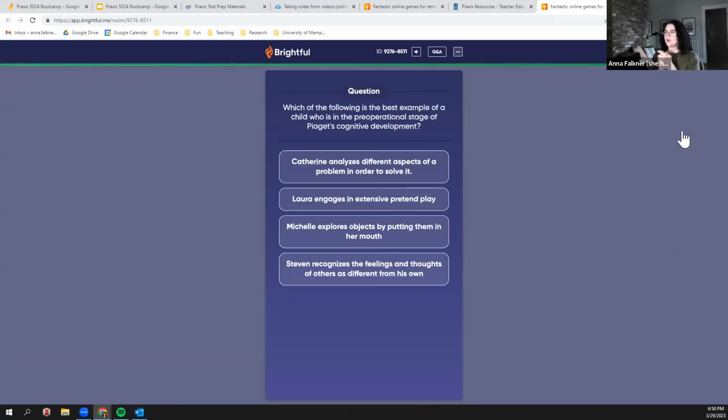All right, which of the following is the best example of a child who is in the pre-operational stage of Piaget's cognitive development? Is it Catherine analyzes different aspects of a problem in order to solve it? Laura engages in extensive pretend play. Michelle explores objects by putting them in her mouth. And Stephen recognizes the feelings and thoughts of others as different from his own. Pre-operational stage.